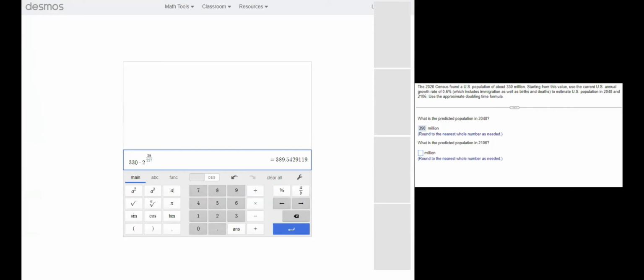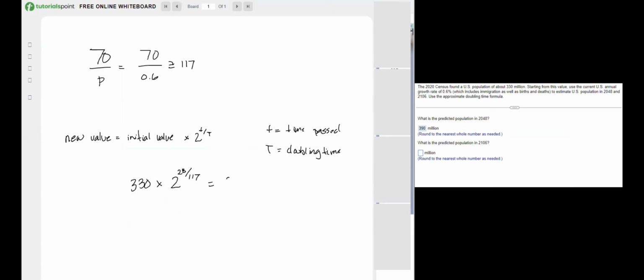So we'll plug all this in to find the predicted value for 2048. So we get 389.5. If we round that to the nearest whole number, we get 390, or 390 million. So that would be our predicted value for 2048.